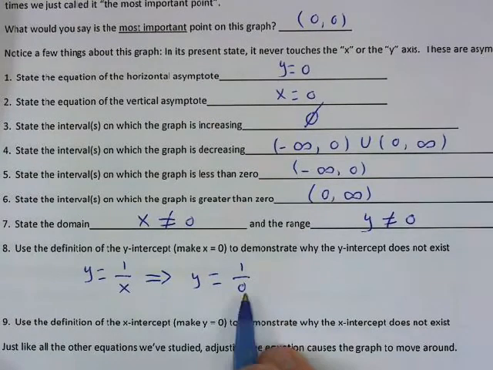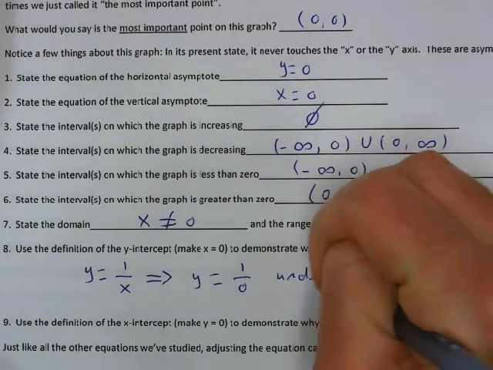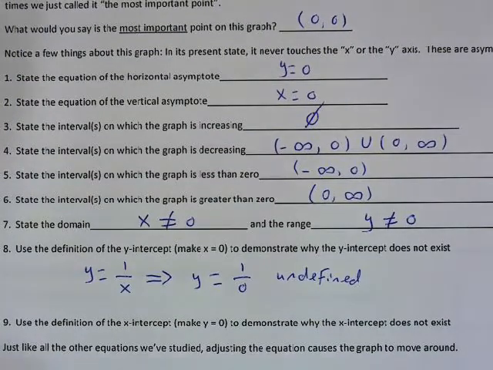And then what is 1 divided by 0? What's anything divided by 0? Not 0, it is undefined. Okay, and if you have any questions about why it's undefined and not 0, we can go over that in class, just let me know. Okay, so that's why here we don't have a y-intercept.